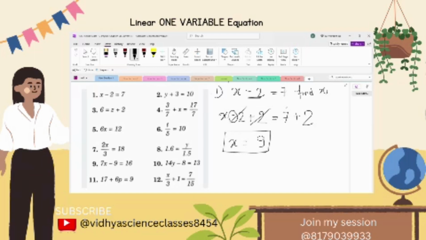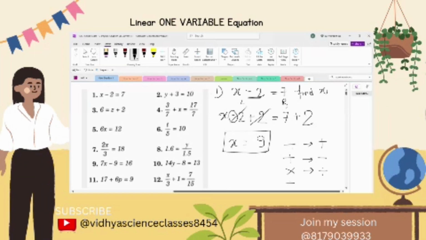Can you do another one? Yes, this is the rule. I hope you remember. Minus will go to the other side. This is your LHS and this is your RHS. What is written in LHS, when it goes to the RHS, it will become plus. If plus is written, it will go to the other side and become minus. If multiplication is there, it will go to the other side and become division. If division is there, it will go to the other side and become multiplication.